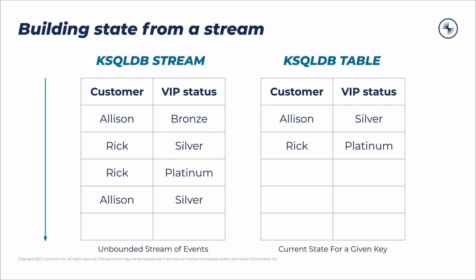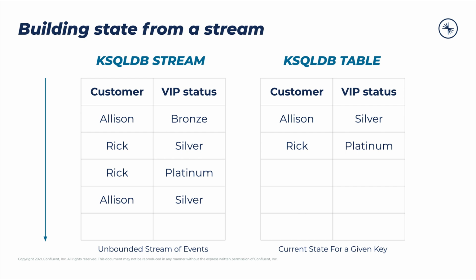Oh, hey, but looks like Allison is moving up in the world too. I'm encouraged to see this. We get a new event. She's silver. Total of 4 events in our stream, but still just 2 in our table because we've only ever seen 2 keys. Allison and Rick are our whole world, really. Everybody we know and do business with is just those 2 people.